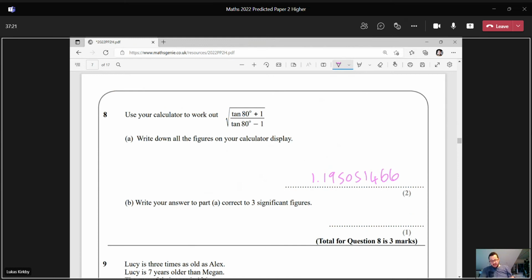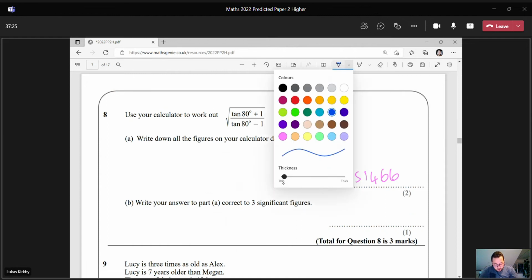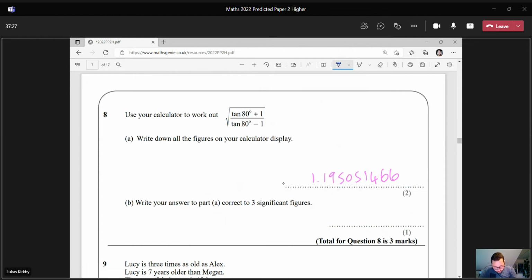1.195051466. And then want to write my answer to part A to 3 significant figures. So we look at our 3 significant figures, we've got 1, 2 and 3, put a line after it, and then see if we round up. Well, because this next number is a 5, I'm going to be rounding up, so this is going to be 1.20. Okay.